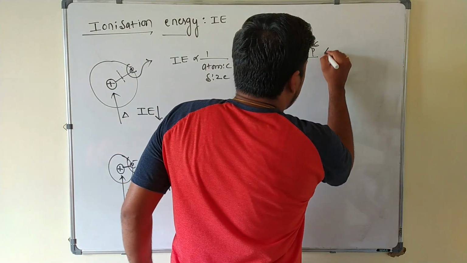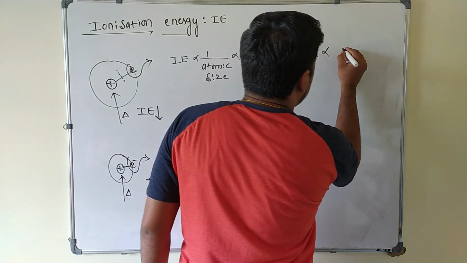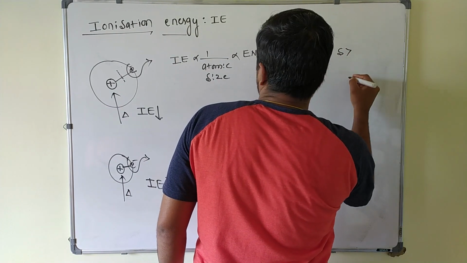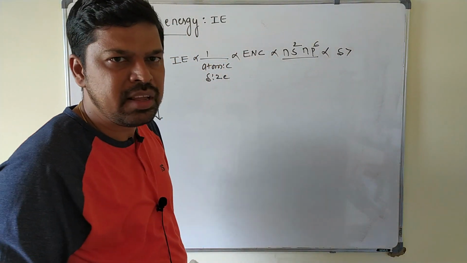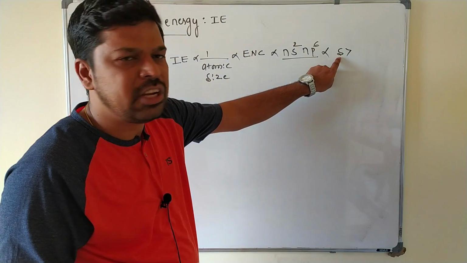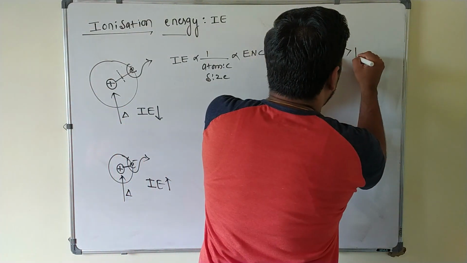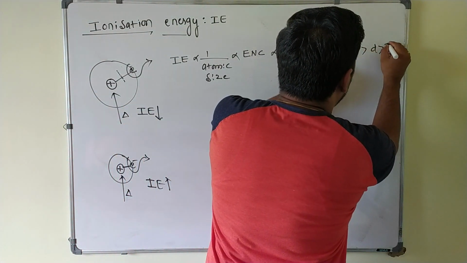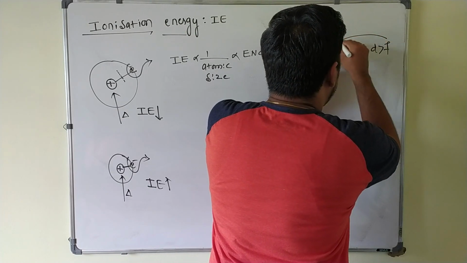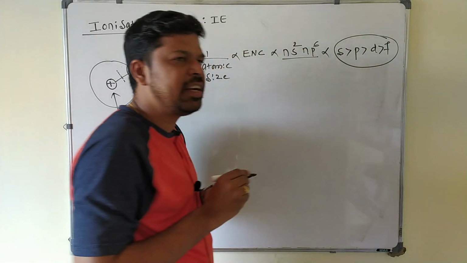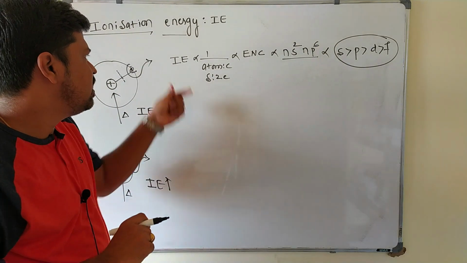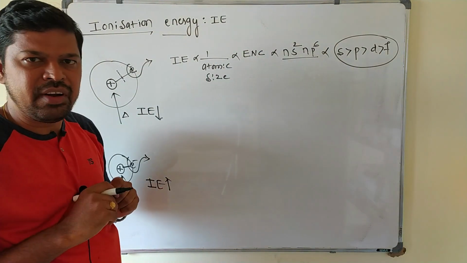Next thing, in the case of ionization energy, this is maximum in the case of what? Removal of an electron from the s orbital. More energy is required to remove the electron from the s orbital as compared to p, d, and f. S, p, d, f. This is called the penetration effect. So these are the factors which affect the ionization energy.